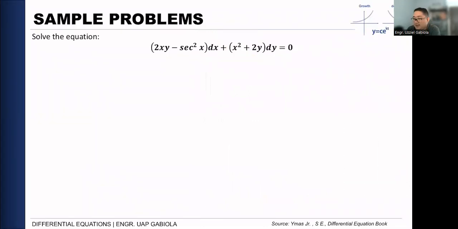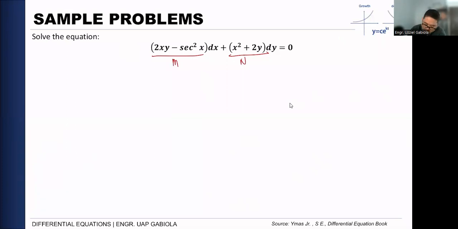We have 2xy minus secant squared x dx, tapos x squared plus 2y dy is equals to 0. Ayan, may trigonometric function. Natakot na naman agad tayo, no? So, identify muna natin yung m at n natin. So, ito yung m, ito yung n natin. So, always start with the test for exactness muna tayo.